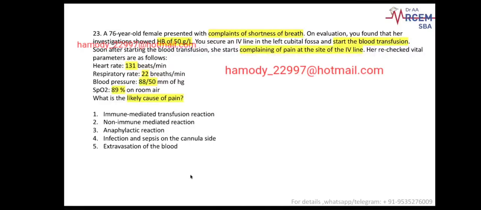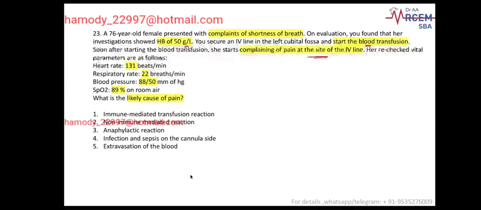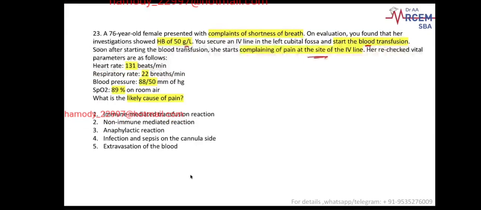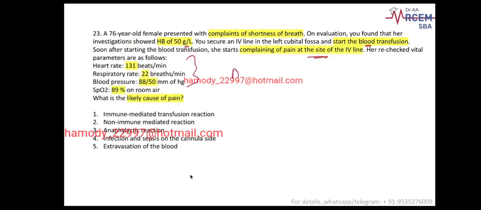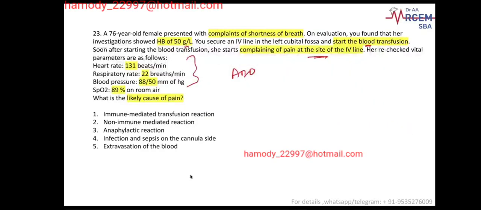A 76 years old female complains of shortness of breath. Hemoglobin is on the lower side. So you are started on the blood transfusion. Complains of pain at the site of the IV line. And the vital parameters are on the lower side. What am I suspecting? I am suspecting an ABO incompatibility, also known as acute intravascular hemolysis.